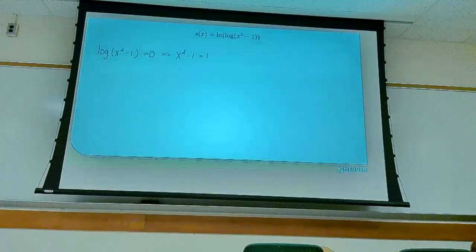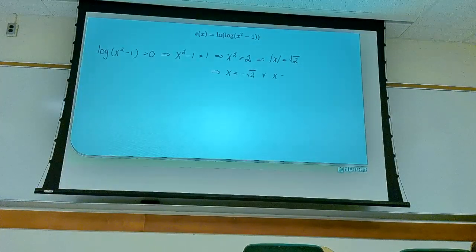So that would be the absolute value of x is greater than 1. Oh, because you added. X squared minus 1 is larger than 1. Bless you. Thank you. So absolute value of x is larger than root 2, which would be this: less than negative root 2 or greater than root 2.